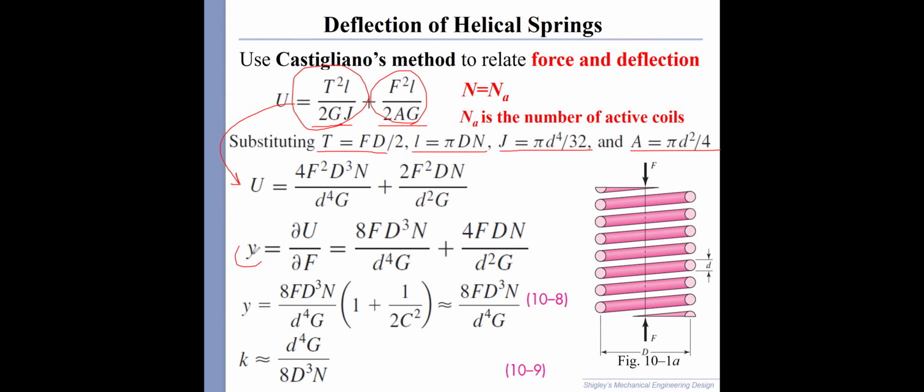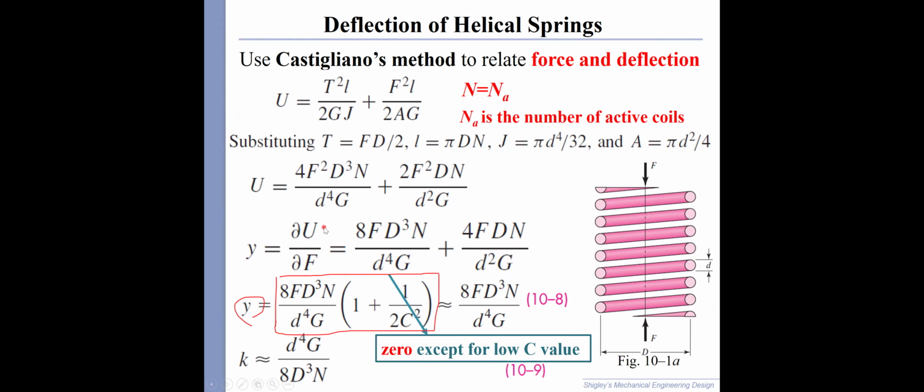Therefore, for the deflection of this compression spring, we just need to take the partial derivative of the energy with respect to the compressive force. Finally, we get the deflection, which equals this term. The term with C over 2C squared approaches zero.